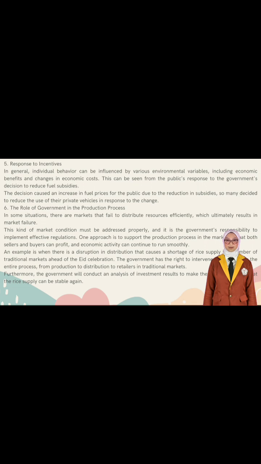An example is when there is a disruption in distribution that causes a shortage of rice supply in a number of traditional markets ahead of the Eid celebration. The government has the right to intervene and investigate the entire process, from production to distribution to retailers in traditional markets. Furthermore, the government will conduct an analysis of investment results to make the right decision so that the rice supply can be stable again.